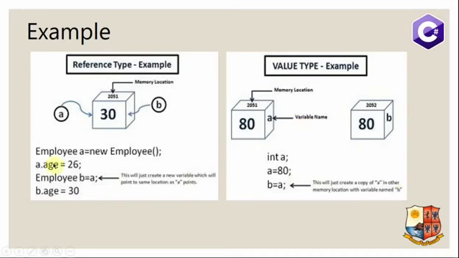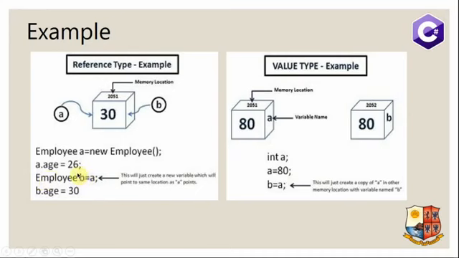Look at this example here. Employee A is equal to new Employee, which means you're creating a new object. Objects are the classes that you create. Classes and objects all belong to reference type. So I'll just say Employee A is equal to new Employee. A dot age is equal to 26, which means now the value of age in object A is 26.